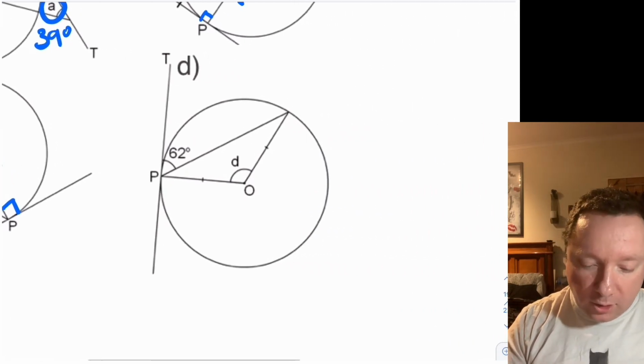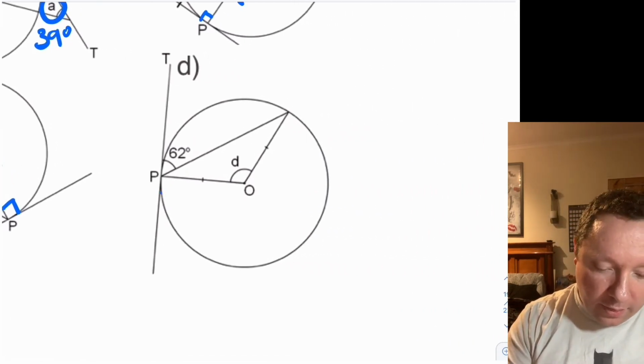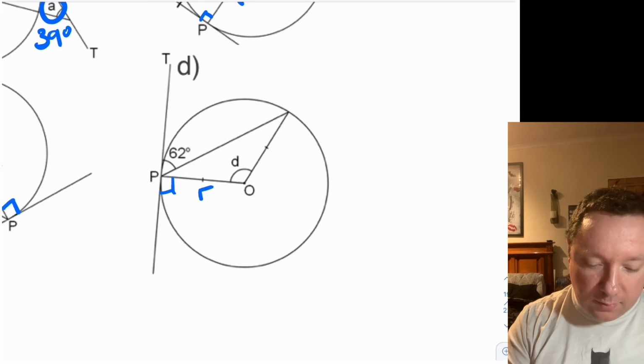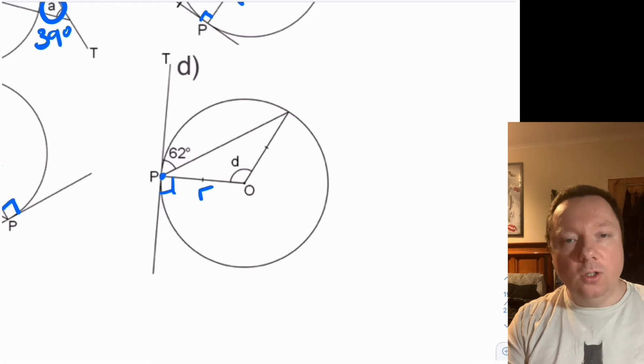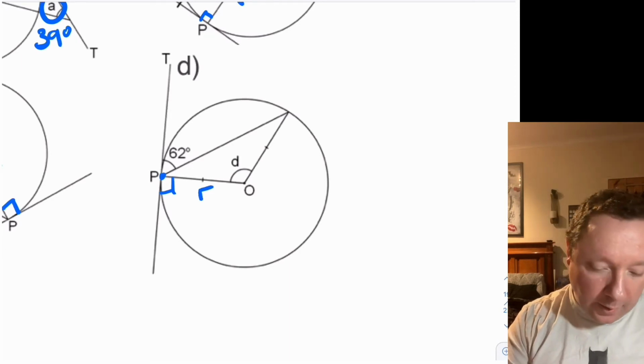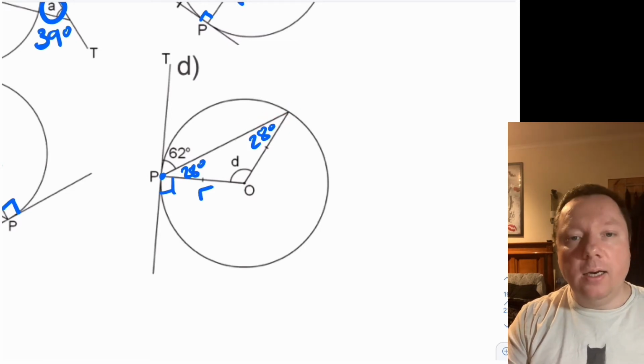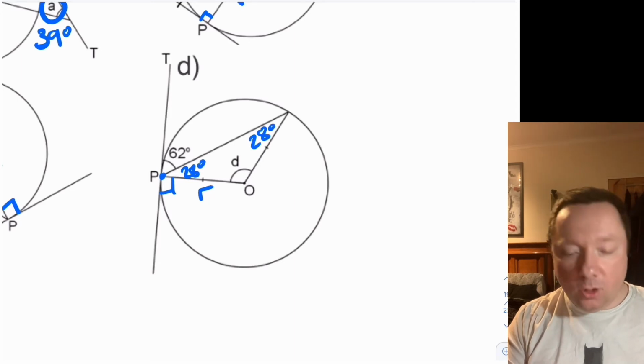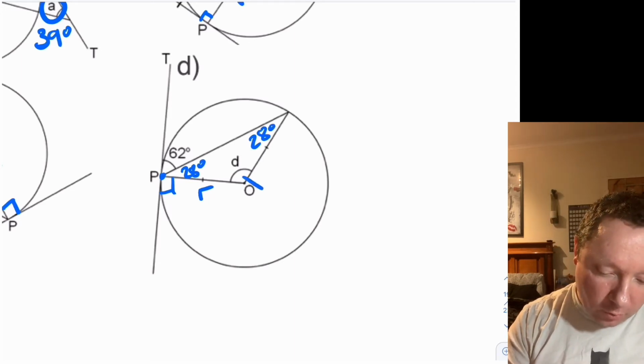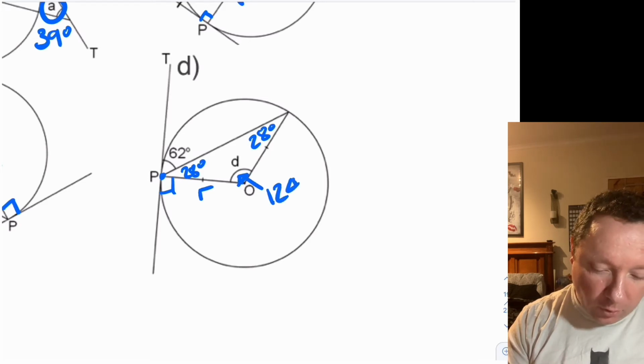And the last question. There's my right angle because there's my radius meeting the tangent here. So therefore the other side's the right angle, so I do 90 minus 62 and get 28. So it's 28 inside the triangle. 28 over here because I've got an isosceles triangle here. Angles in a triangle add up to 180, so if I do two 28s I get 56, which leaves 124, so B is 124 degrees.